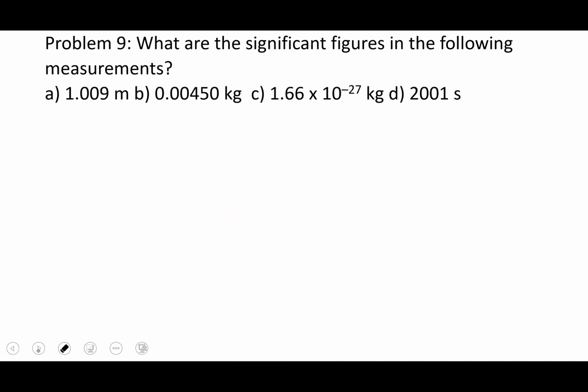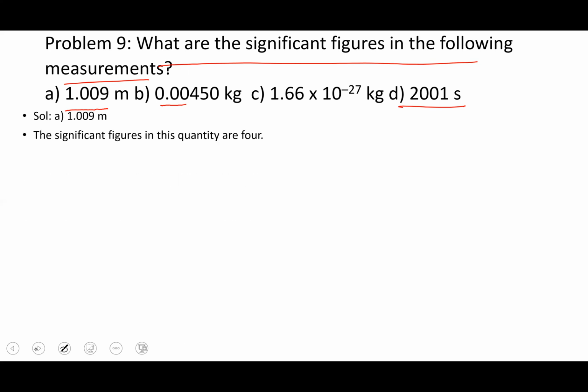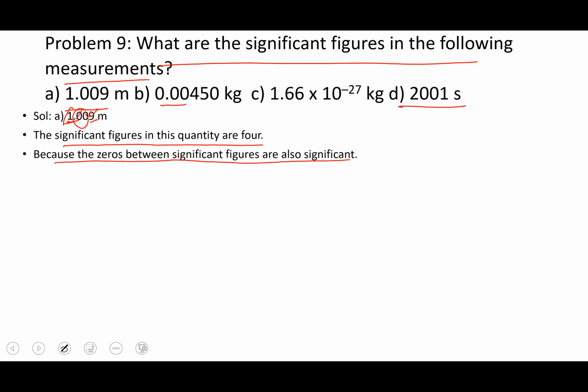Moving on to the next question, number 9, it says, what are the significant figures in the following measurements: 1.009 meters, 0.00450 kilograms, 1.66 into 10 to the power minus 27 kilograms, and 2001 seconds. So for the first one, how many significant figures are there? The significant figures in this quantity are 4 because the zeros are in between the 2 significant figures which are non-zero, that means 1 and 9. As you can see over here, 1 and 9 and the zeros are in between. So there are 1, 2, 3, 4 significant figures, because the 0 between the significant figures are also significant.